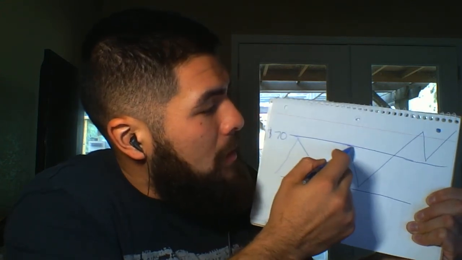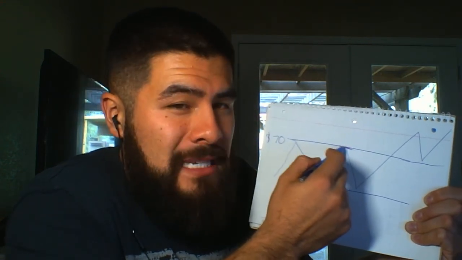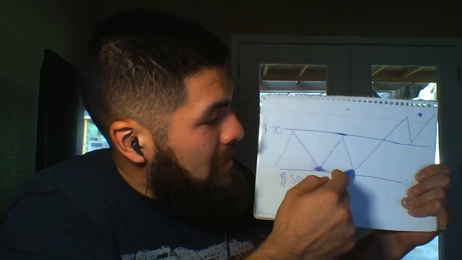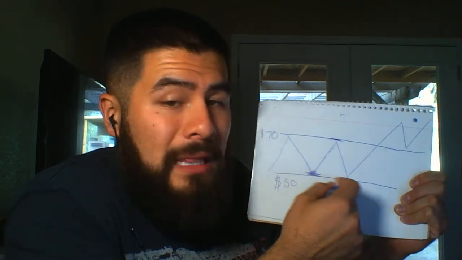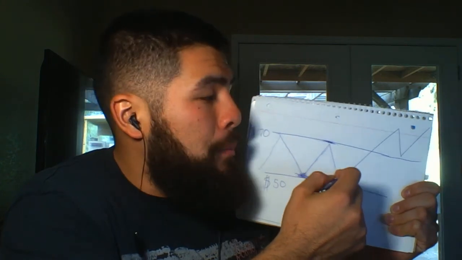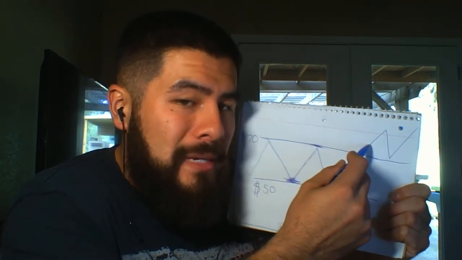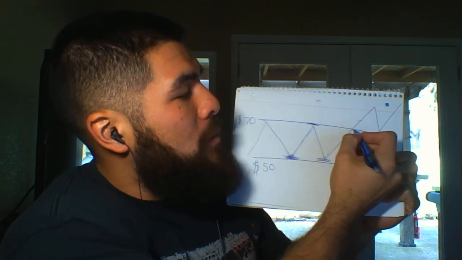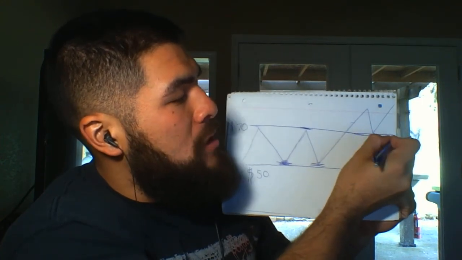Comes up, hits this top, considered a resistance. Comes back down. This is the support level at $50. Then let's say it moves up and it breaks past the resistance. Well, now that resistance will become a new support.